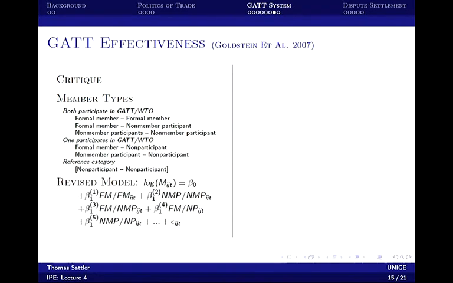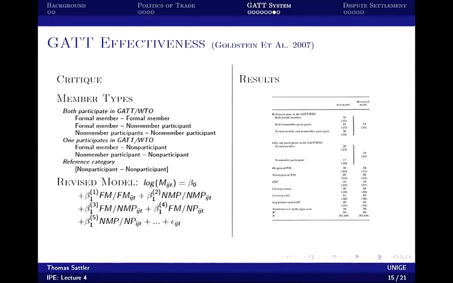So what they do is they revise the model. They have the same dependent variable, which is trade from one country to another. But they now split up this GATT variable into 5 variables. So we have 2 formal members, 2 non-member participants, 1 formal member and 1 non-member participant, a formal member and a non-participant, a non-member participant and a non-participant. So we have 5 variables. And we expect that the coefficient, the first beta 1, is positive, this should be positive, this should be positive, and this should be positive. But this one potentially is the largest one.